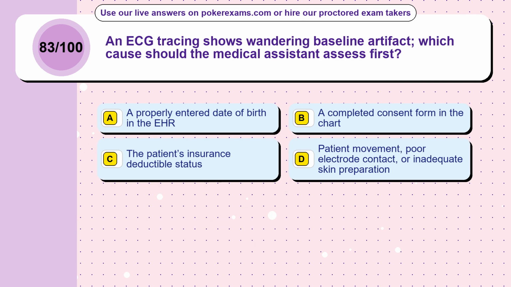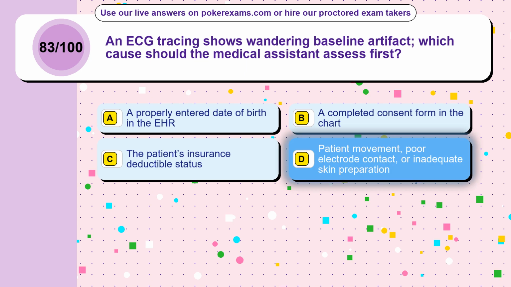Question 83. An ECG tracing shows wandering baseline artifact. Which cause should the medical assistant assess first? Option A. A properly entered date of birth in the chart. Option B. A completed consent form in the chart. Option C. The patient's insurance deductible status. Option D. Patient movement, poor electrode contact, or inadequate skin preparation.